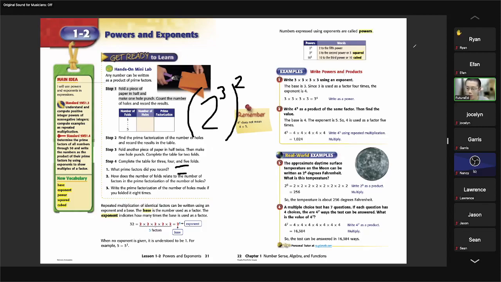Ryan, I appreciate your participation, but once again, I'm gonna ask somebody else. Do I have any other volunteers who know how I can simplify this? For example, if I take 2 to the third squared, how would I write this so that it's just a base and an exponent? Sean? Do you know what I can do here?